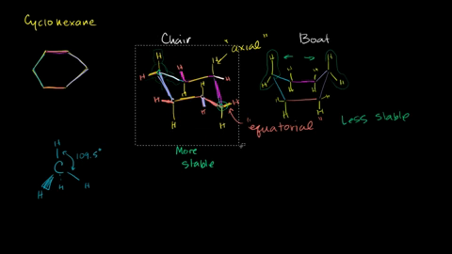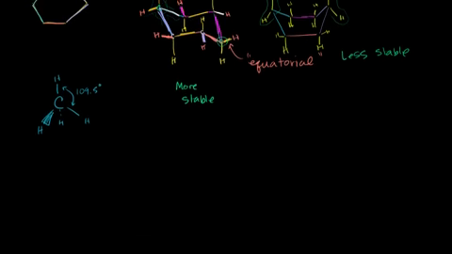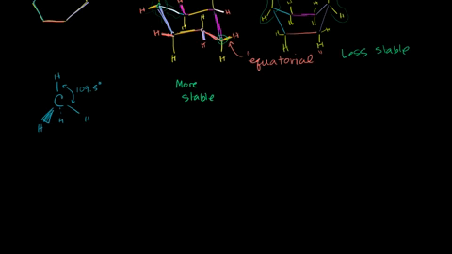I won't copy and paste it. I'll just redraw the other chair configuration for this guy. Actually, let me just do it separately over here because I've made the colors here so confusing. Let me draw the same cyclohexane, but in two different chair configurations that it could be in equilibrium in. So this could be one chair configuration. And then the same cyclohexane could be in equilibrium with this other chair configuration that looks like this.